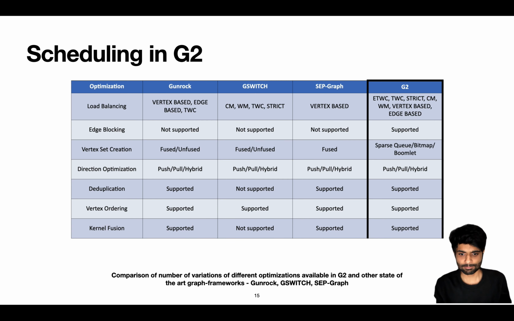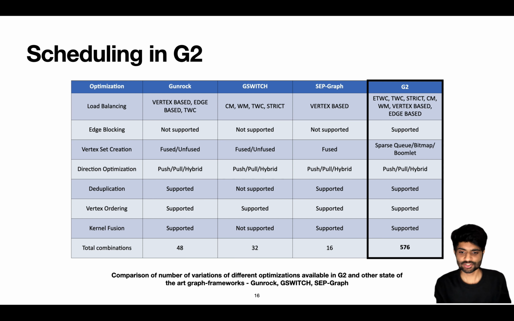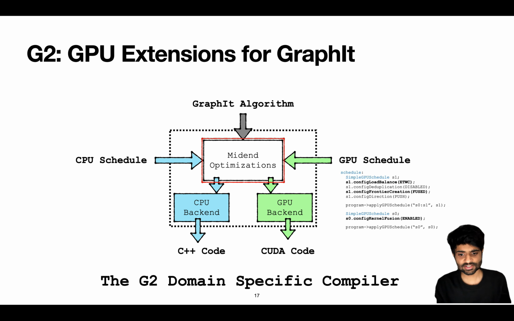We also show the comparison of available features with 3 other state-of-the-art graph processing frameworks for GPUs, namely Gunrock, GSwitch, and SepGraph. We can see that G2 supports an order of magnitude greater number of combinations of optimizations in the code that it can generate. This is mainly because of the rich scheduling language and the ability of G2 to combine optimizations using the compiler. Let us see how G2 is able to achieve this massive feat.